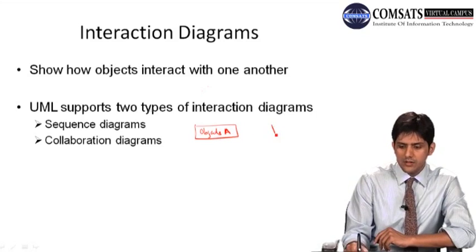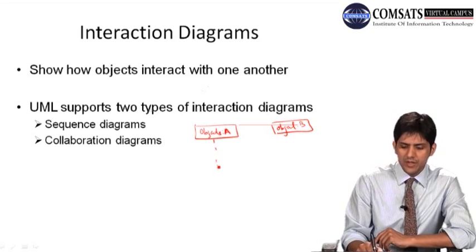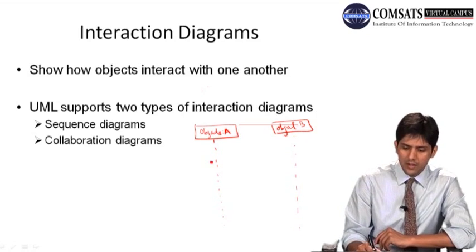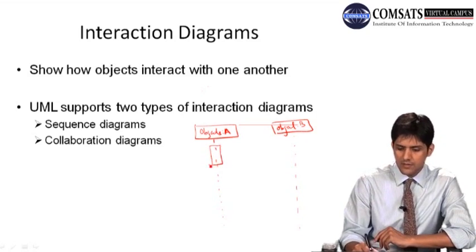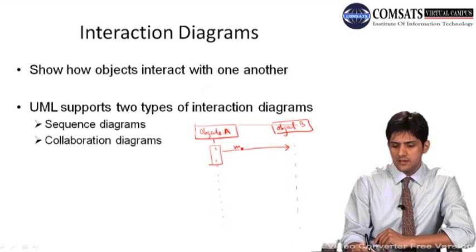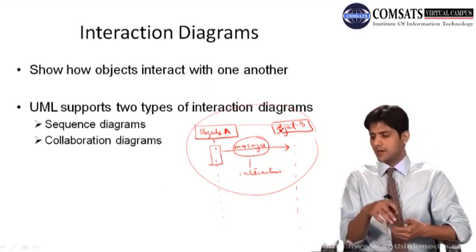Object A, let's call it, and object of class B. If you remember, we have a lifeline for each object, and we have these activation boxes, and through these arrows we have messages, which are basically interactions. So that's why we call a sequence diagram an interaction diagram.